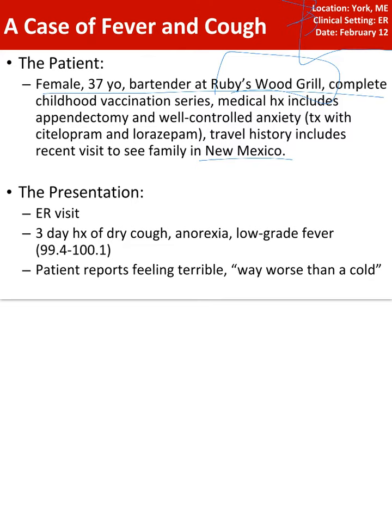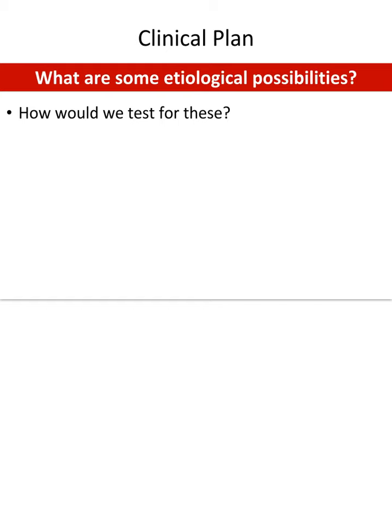Okay, so her presentation at the ER, she comes in, she's had a dry cough for 3 days, she hasn't been eating, she's got a low-grade fever between these ranges, and she just feels terrible, and she feels like she's got something that's way worse than a cold. So what are some possibilities that she could have? You might want to pause the video at this moment and think about what some of the possibilities would be. Now restarting. How would you test for any of those possibilities?